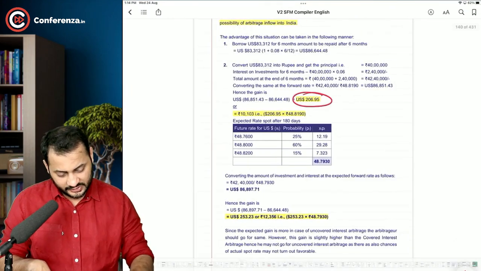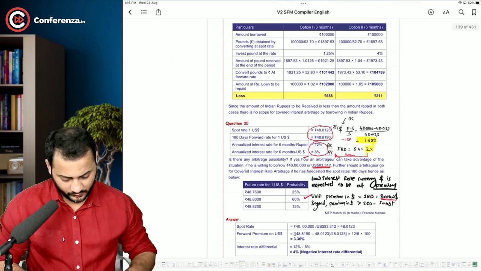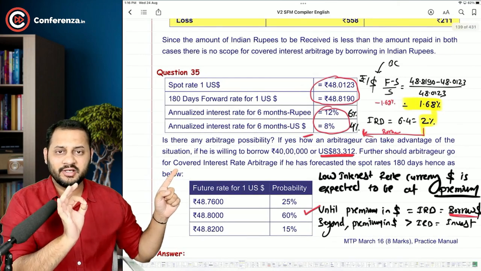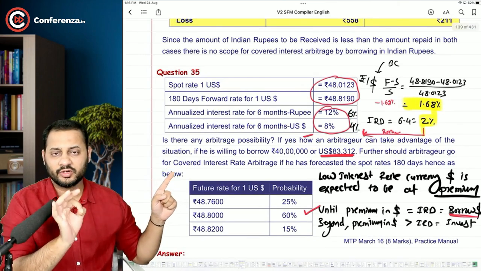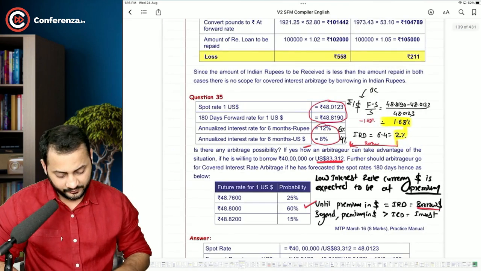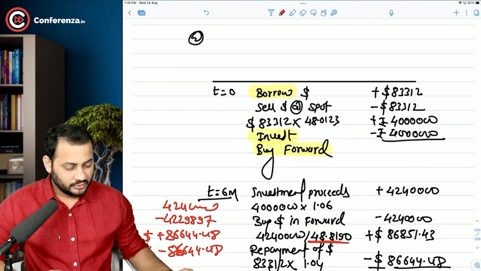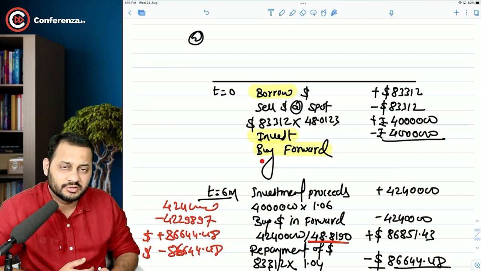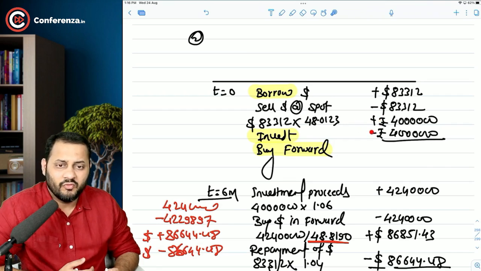Now let's talk about the second part of this question. Now understand. Further, should the arbitrager go for covered interest rate arbitrage if he has forecasted the spot rates after 180 days to be like this? Now tell me one thing. In our equation, focus on this transaction. I borrowed the dollar from the USA, sold it in the spot market in India, received rupees of 40 lakh and invested the same. Why do you think I have bought this forward?